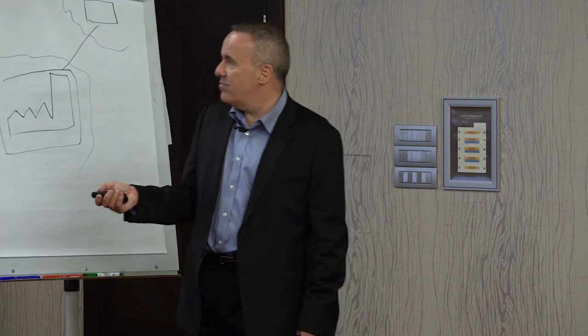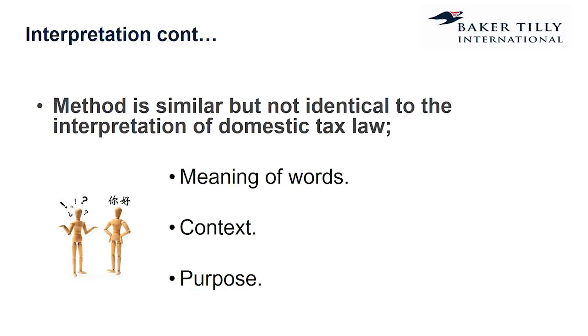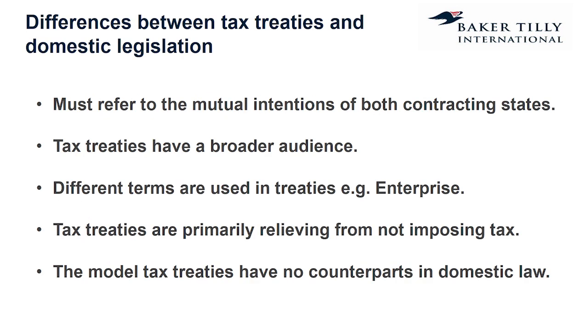And there are several reasons why I think a purposive interpretation is much more likely to find favour when you're looking at a double tax treaty. I'll just flick on. The first is that treaties do have a broader audience. By definition, a bilateral treaty is speaking to the populations of two countries, not one. There are differences in how those countries operate. There may be differences in their legal systems. They may have cultural differences. They may have linguistic differences.